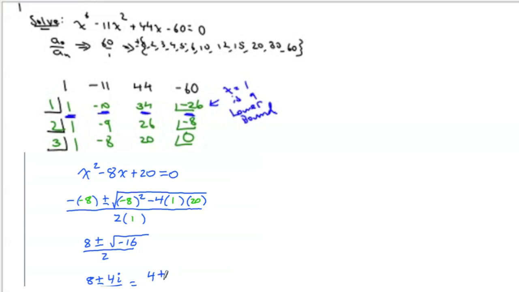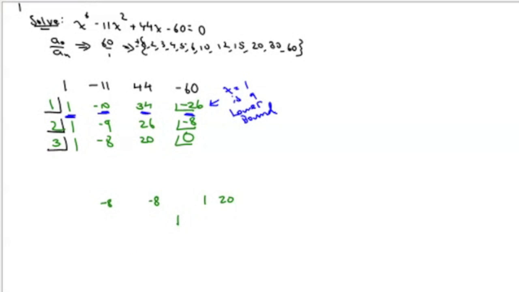4i. So this becomes 8 plus or minus 4i divided by 2, better known as 4 plus or minus 2i. So 4 plus or minus 2i, and there are my other two solutions.